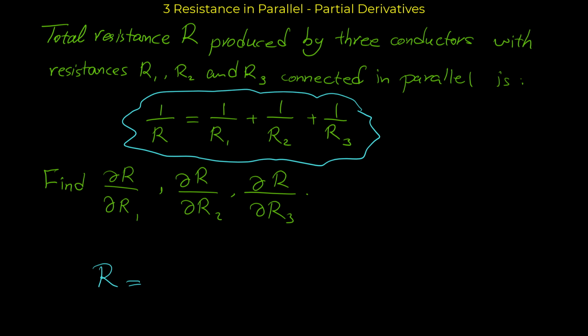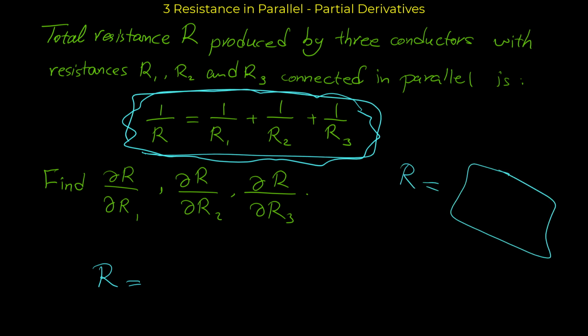One way is to use the implicit differentiation method to find these partial derivatives. The other way is to use a little algebra, find from this given relation R in terms of R1, R2, and R3, then find the partial derivatives with respect to each of the variables, which are R1, R2, and R3. And I will show you both methods here for this question.